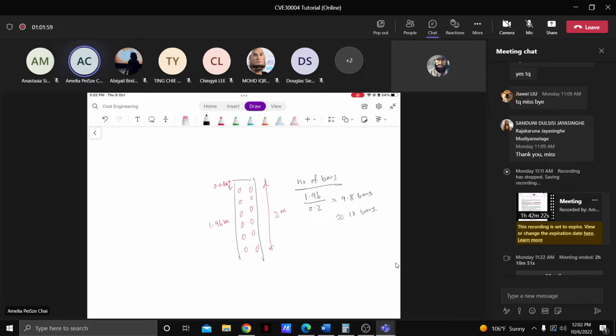We have the horizontal. For horizontal, we have how much? So external, we have 4 meters. Horizontal, 4. Horizontal, external, 3 meters. Horizontal, internal.